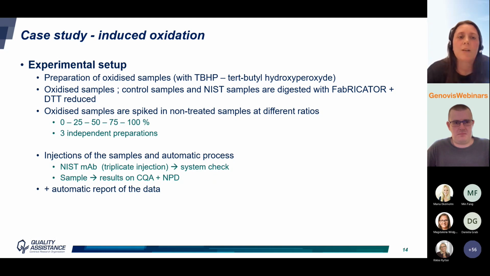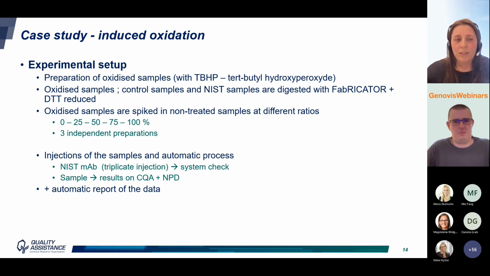Then we made a mix of these oxidized samples with a non-treated sample at different ratios. So 0, 25, 50, 75, and 100%. And we made 3 independent preparations. All these samples were injected, so the NIST as our system check for the SSTs, and the samples to obtain results on the CQA and new peak detection.